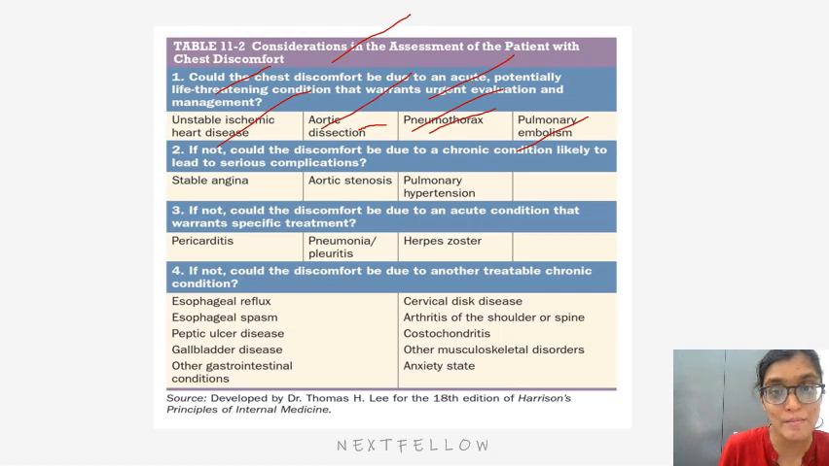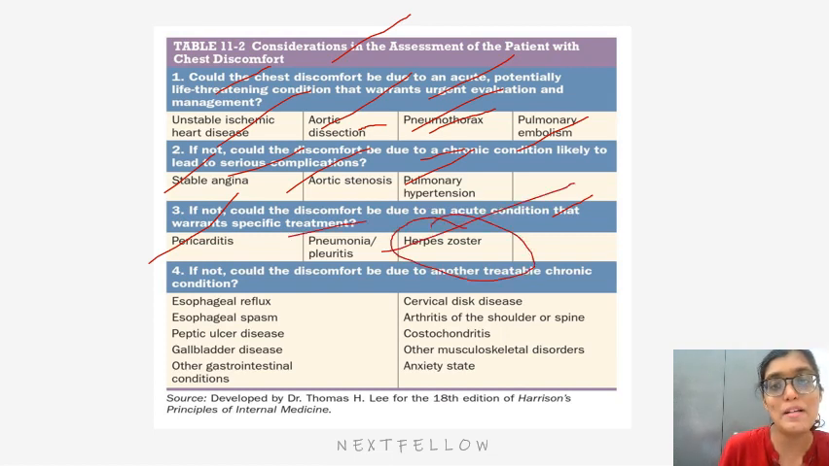If not, could the discomfort be due to a chronic condition likely leading to a serious complication? Meaning that the condition is chronic, but it can lead to some serious, further deadly complication. These are stable angina, aortic stenosis, and pulmonary hypertension. If not, the discomfort will be due to an acute condition that warrants specific treatment. So it is pericarditis, pneumonia, pleuritis, or herpes zoster.